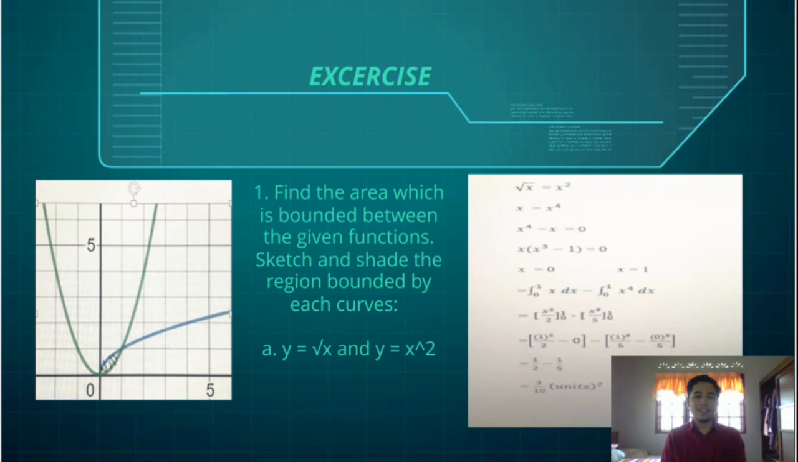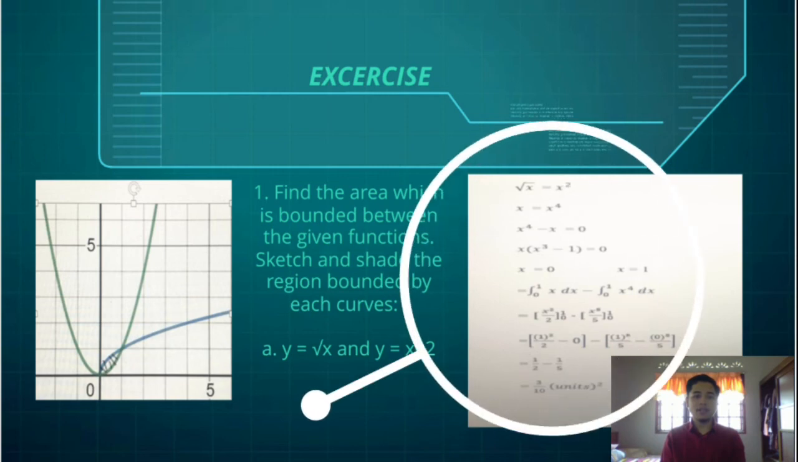Let's do some exercise. The exercise given is, find the area which is bounded between the given functions, sketch and shade the region bounded by each curve. The functions given are y equals x and y equals x to the power of 2. So the first thing you must do is find the intersection point.